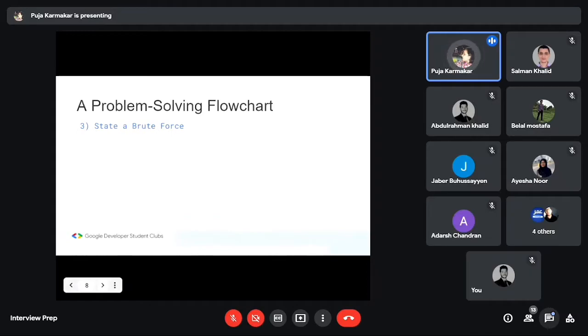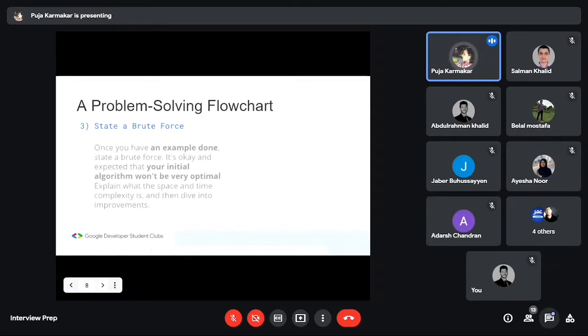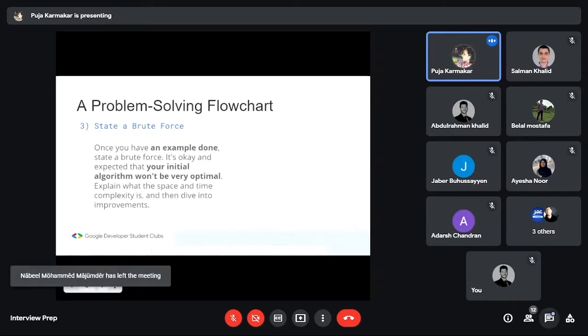Feel free, no matter how obvious and how terrible or how slow your algorithm is. Feel free to put it down, because whenever you put it down, you can wrap it around your head. You know, okay, this is the thing I'm working out. Maybe you find out a different side of the example, or maybe a different aspect of it. So once you have the example done, state the brute force.